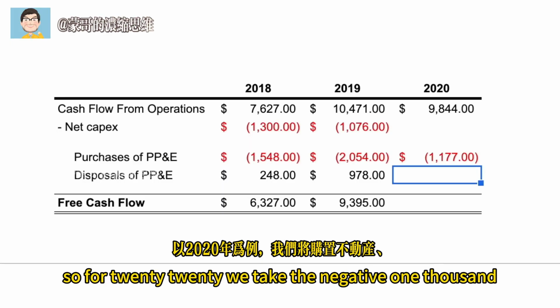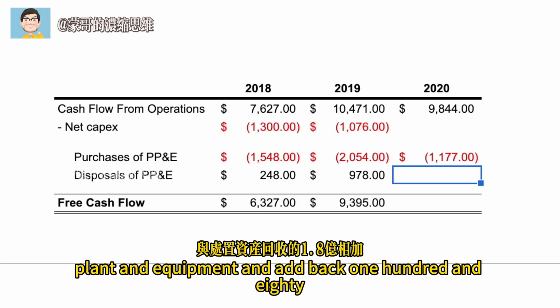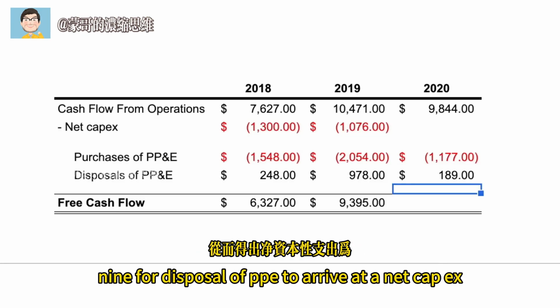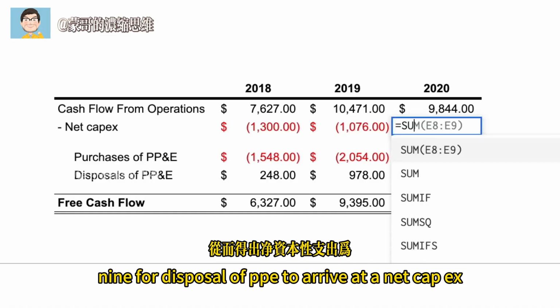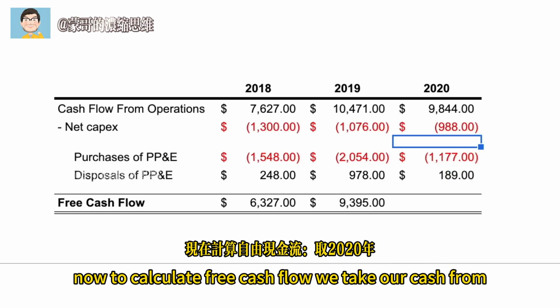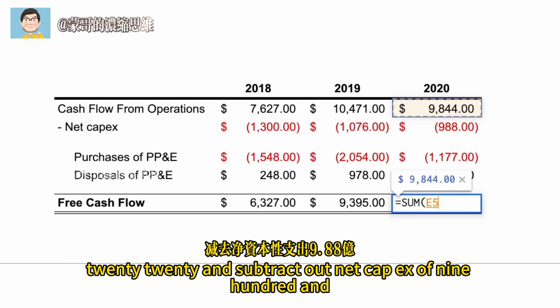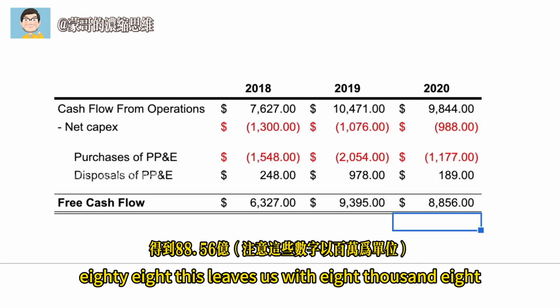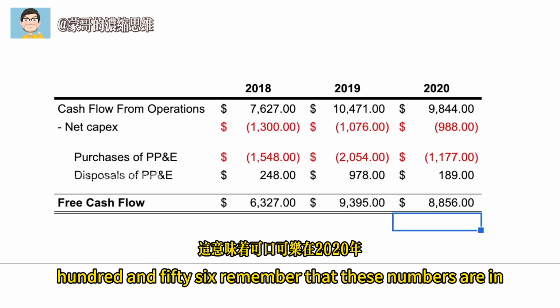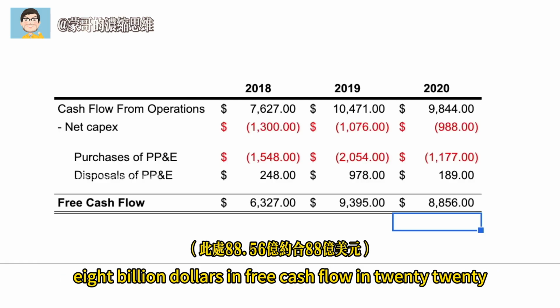So for 2020, we take the negative $1,177 for purchases of property, plant, and equipment, and add back $189 for disposal of PP&E to arrive at a net CapEx number of negative $988. Now to calculate free cash flow, we take our cash from operations of $9,844 for 2020 and subtract out net CapEx of $988. This leaves us with $8,856. Remember that these numbers are in millions. This means that Coca-Cola generated $8.8 billion in free cash flow in 2020.